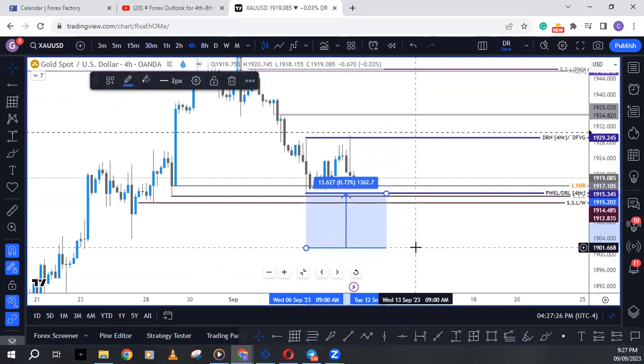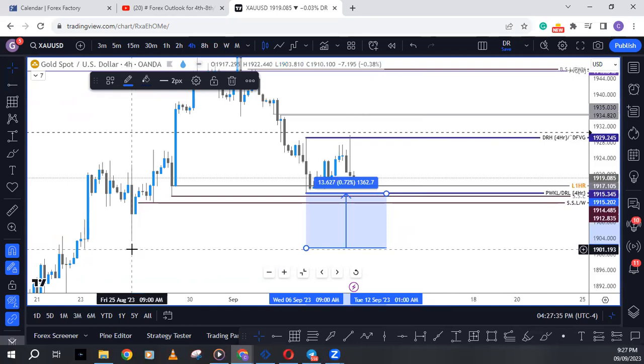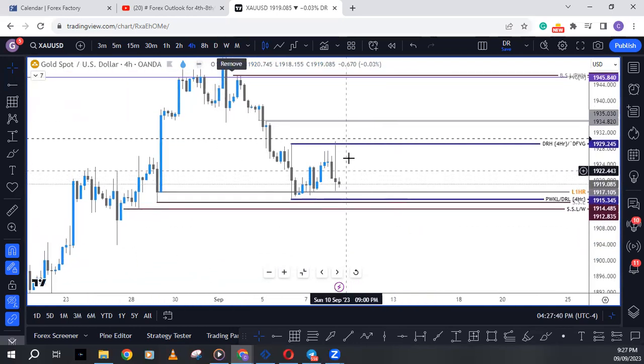You'll be looking at price to come to 1901.66 first. That basically will sweep this low and this low. So going into this new week, we prefer to see a correction.